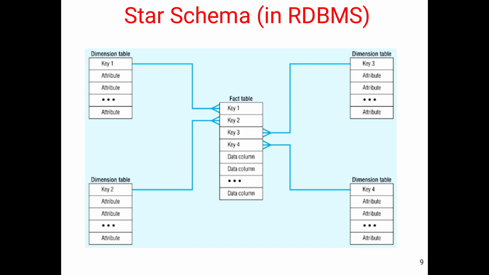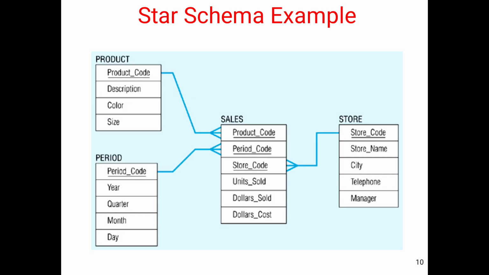This way we have a star schema. What are the advantages of the star schema? Let us see an example. Sales has product code or PDL code, store code, union code, dimension codes, cost. This one is the fact table. This fact table has multiple dimensions. Here store code has store name, city, telephone, phone number, management. This is one dimension table.